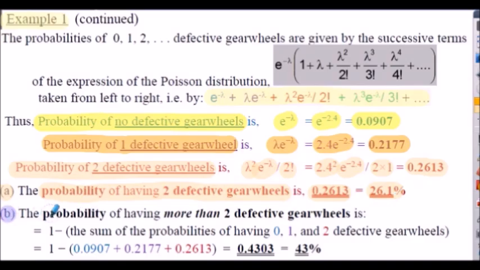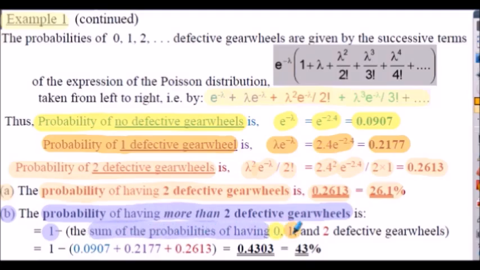And part B, the probability of having more than 2 defective gear wheels in our sample. I'm going to calculate that as 1 minus the sum of the probabilities of having 0, 1, 2 defective gear wheels. So 1 minus the first term above, added to the second term above, added to the third term above. So that evaluates to a probability of 0.4303 or 43%. So as a solution to example 1, we've used the Poisson distribution as an approximation to the binomial distribution.